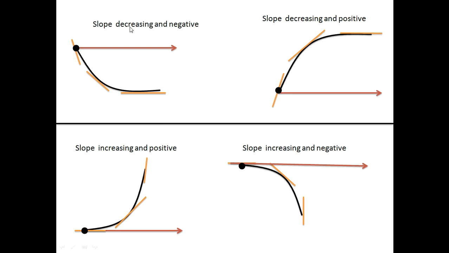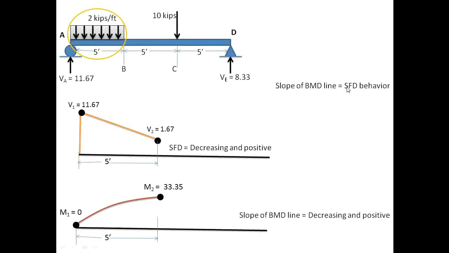Here the slope is decreasing because, as we move from left to right, the slope is higher, then lower, and it is 0 now. And in this case the slope is increasing. Here the slope is 0, then it increases as we move from left to right. Also in this case the slope is increasing. So these types of curves you will face while drawing the SFD and BMD diagrams.